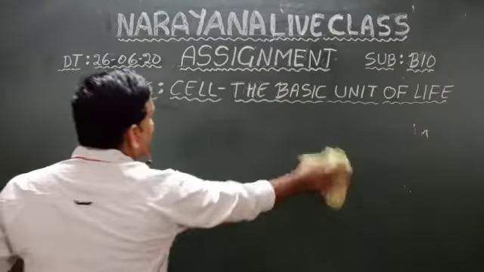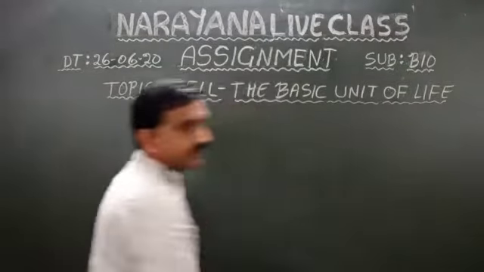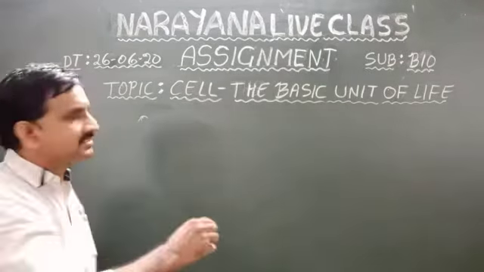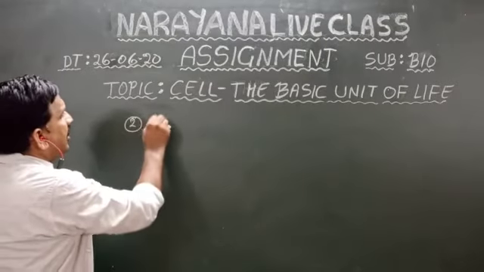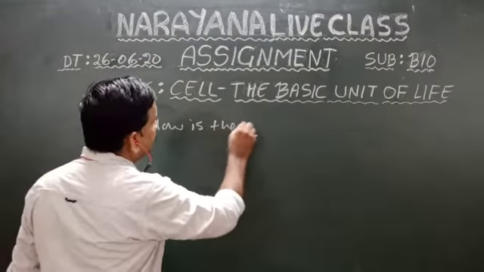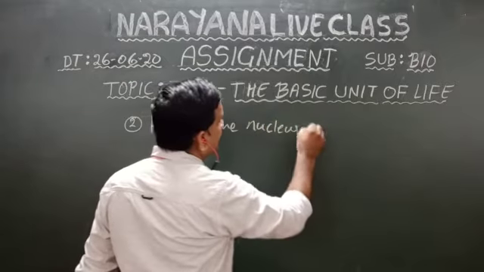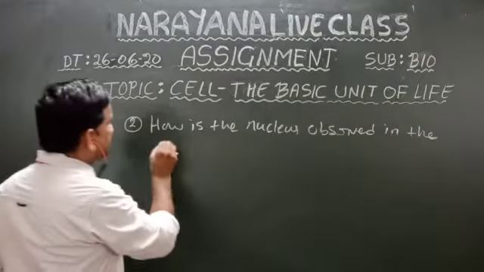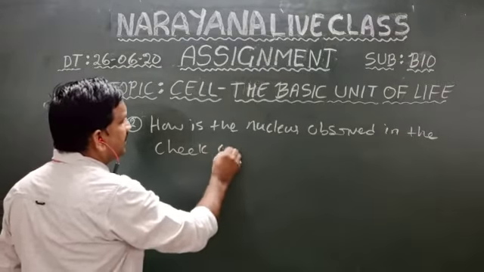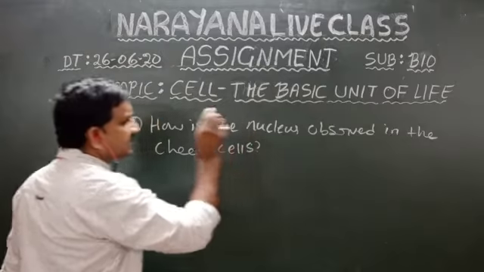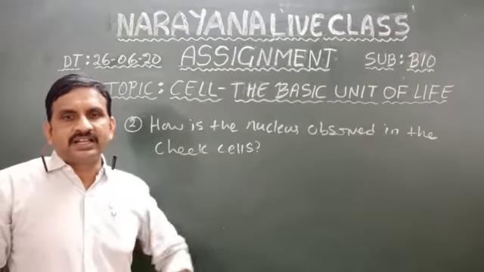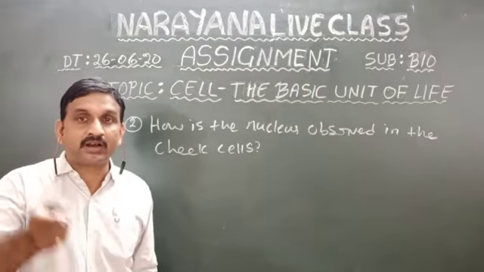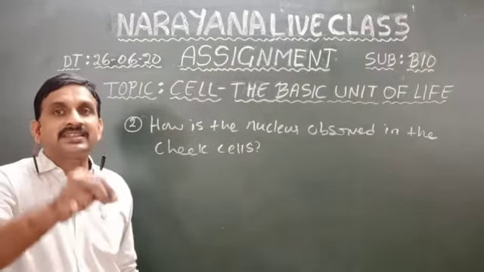Our next, second question is, how is the nucleus observed in the cheek cells? Understood? Here we observe a stained, dense, round body in the cytoplasm at the center of the cell.